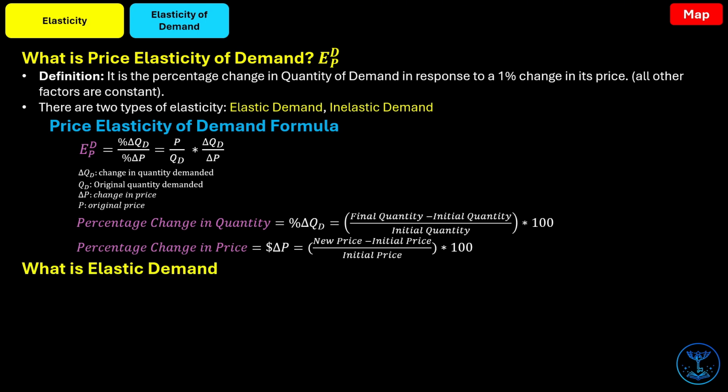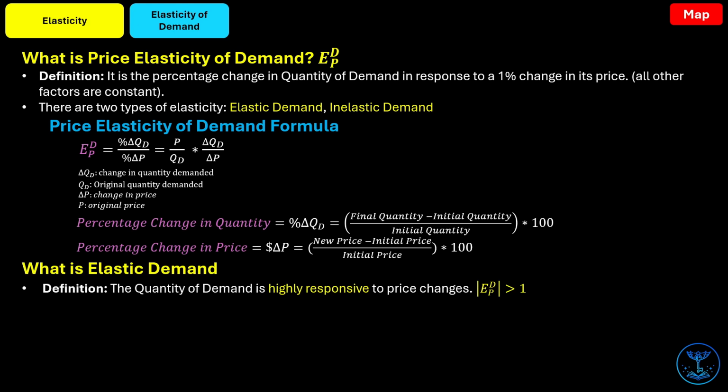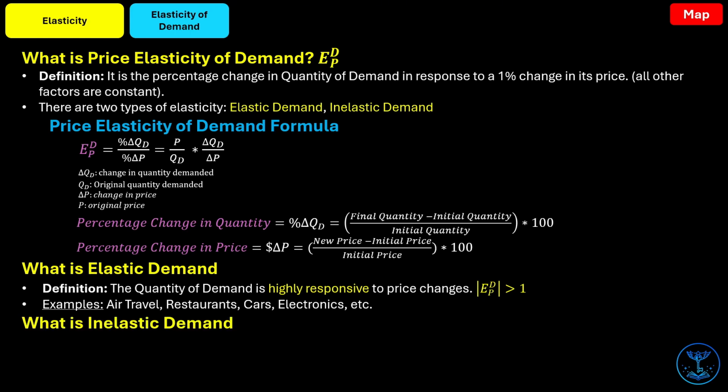So what is elastic demand? Definition: the quantity of demand is highly responsive to price changes. We also explained this before. So we can know if it's an elastic demand if the absolute value of our EDP, once we calculate that, is greater than 1. Examples of this are air travel, restaurants, cars, electronics, etc. This is also what we talked about before.